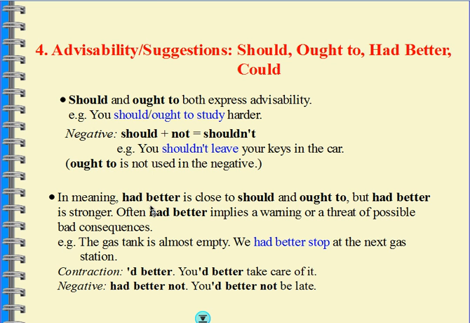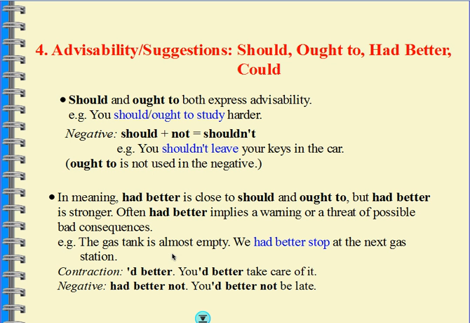In meaning, had better is close to should and ought to, but had better is stronger. Often had better implies a warning or a threat of possible bad consequences. Example, the gas tank is almost empty. We had better stop at the gas station. Over here, the speaker means that if we don't stop at a gas station, there will be a bad result. We will run out of gas.